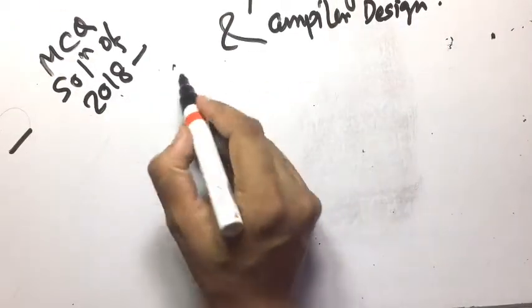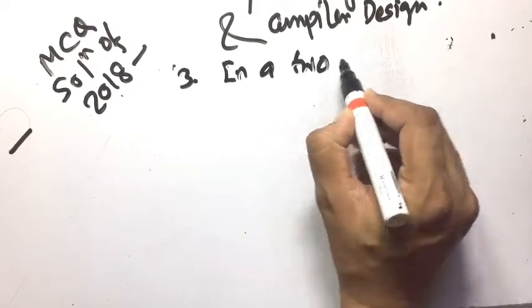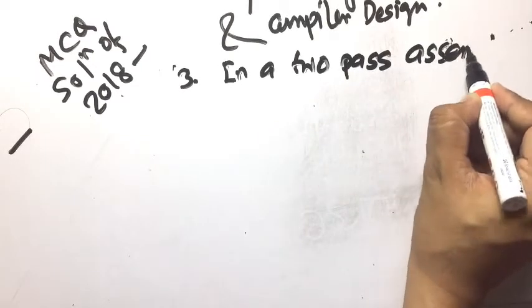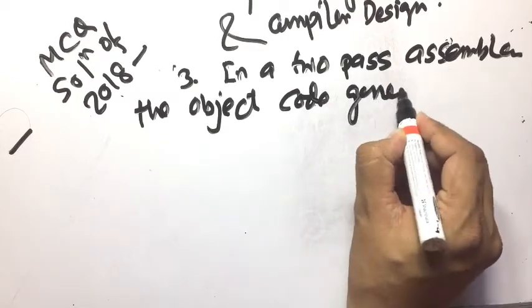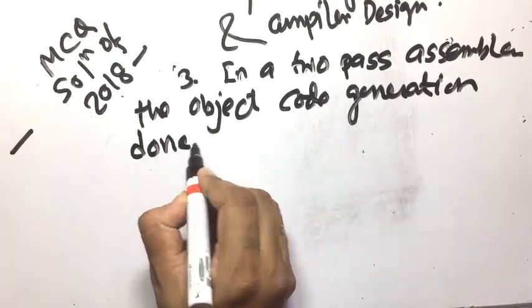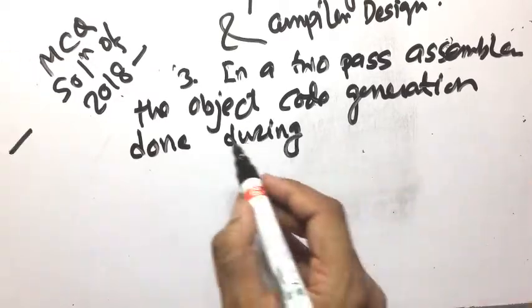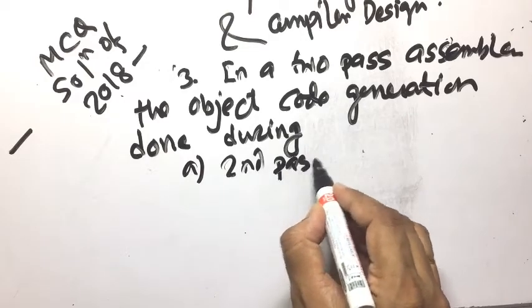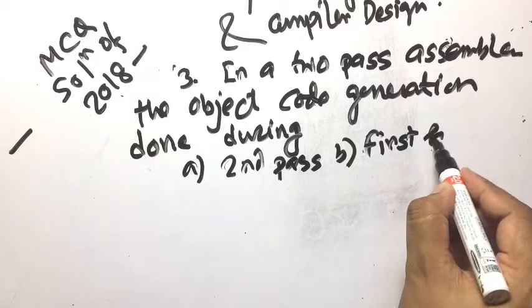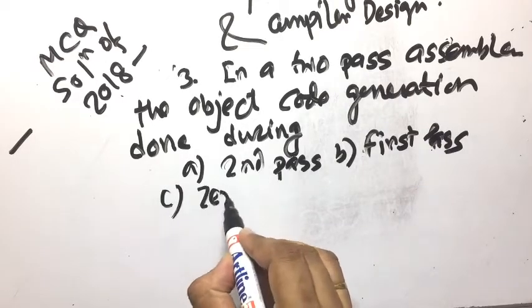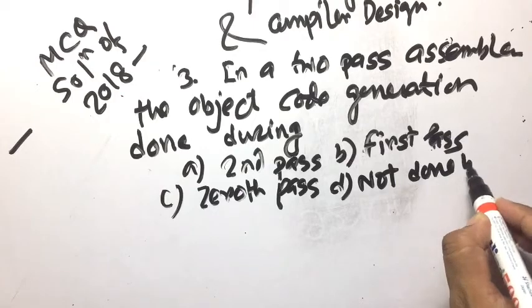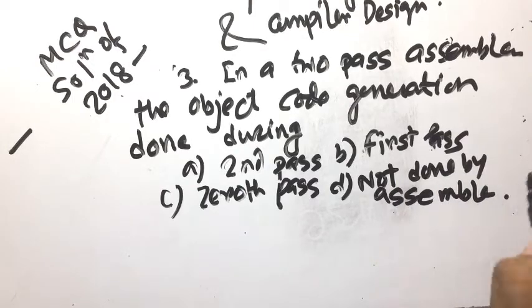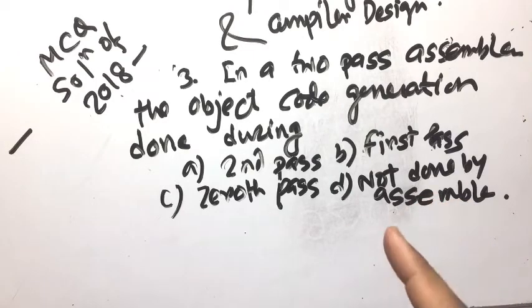Now question number 3. In a 2-pass assembler, the object code generation is done during option A second pass, option B first pass, option C 0th pass, option D not done by assembler. In a 2-pass assembler, the object code is created during the second pass. So the second pass is the answer.